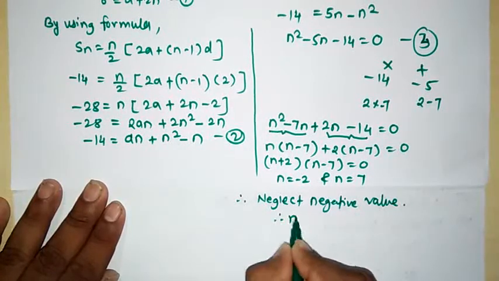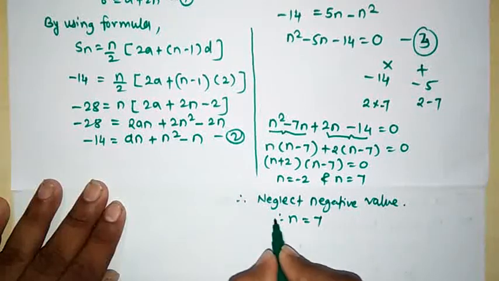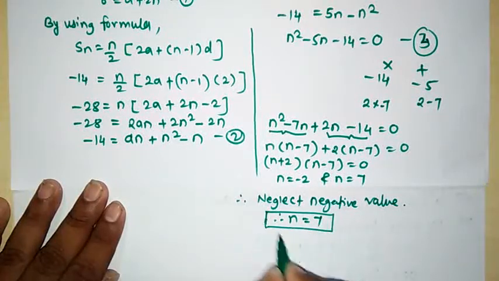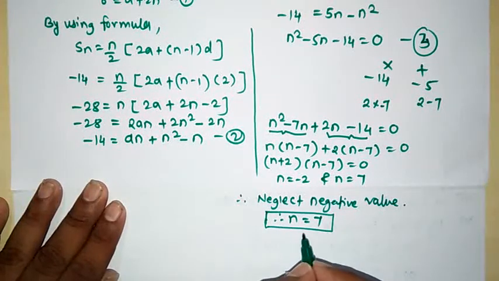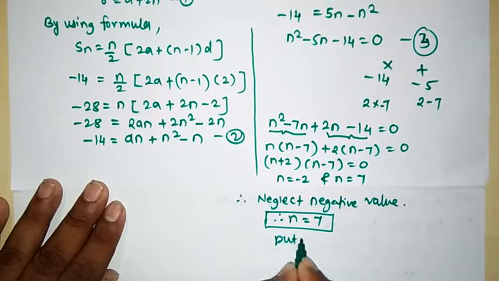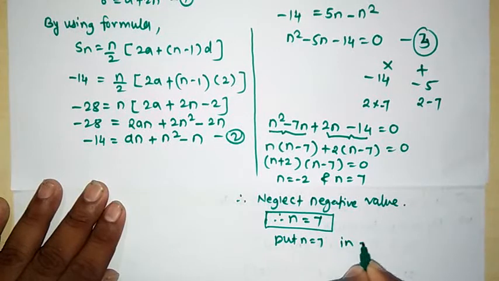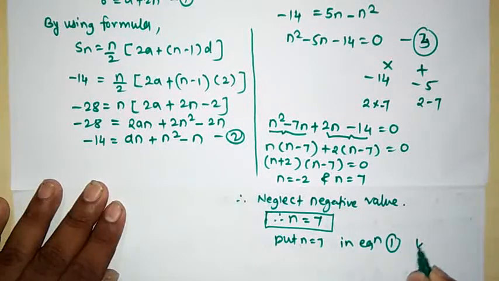Therefore n is equal to 7. We got n is equal to 7, and also we have to find the value of a. What is the value of a? Put n is equal to 7 in equation number 1. In equation number 1 we get, what is equation number 1?